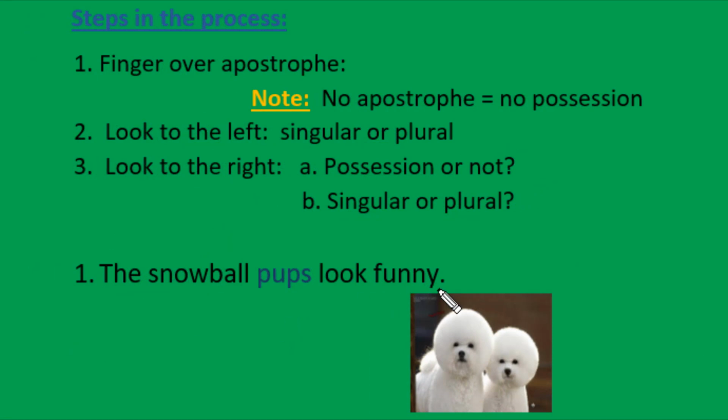The snowball pups look funny. First thing we do is ask ourselves, do we need an apostrophe? Let's see, S's. Here's a word with an S. Pups. Do pups own or possess look funny? No, they own their eyes, they own their tails, they own their paws, they own their nose, but they don't own or possess look funny. Right away, no apostrophe means no possession. This is correct. It just means there's multiple pups that look funny. They kind of look funny.